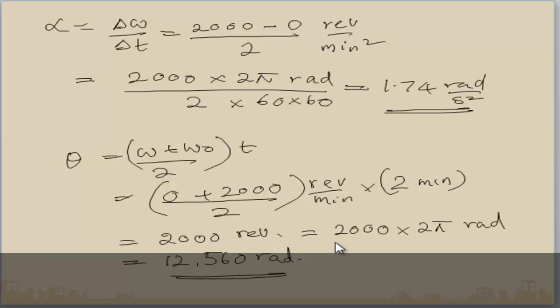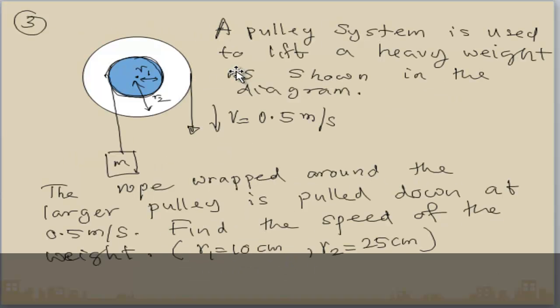To convert that into radians, we multiply that by 2 pi. So it's 2000 times 2 pi radians. So the answer is 12,560 radians. This is the third example.